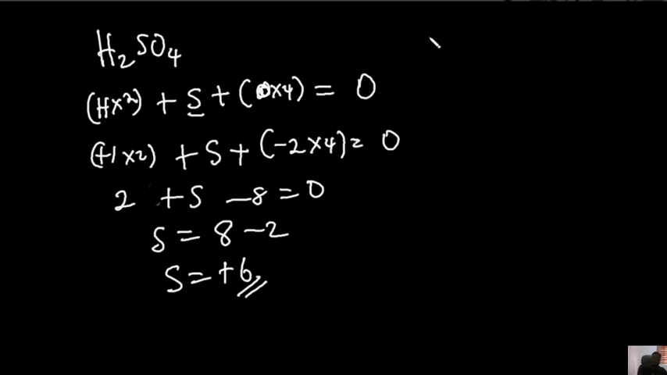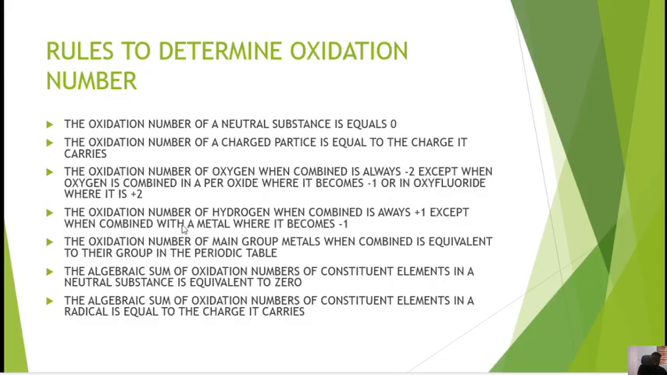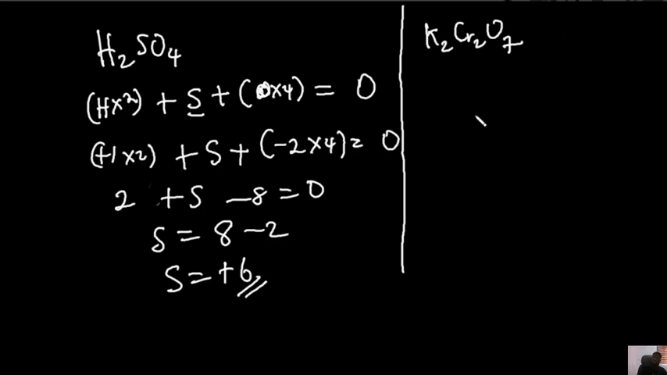Let's try something else. Imagine we had something like K2Cr2O7. This is your potassium heptaoxodichromate. Let's find the oxidation number of chromium here. Now, as I said, is this neutral? Yes. And once it is neutral, according to our rule, the algebraic sum of the oxidation numbers of constituent elements in a neutral substance is equal to 0. So we are going to be making this equal 0. That means we are going to have K times 2, adding it to Cr times 2, adding it to oxygen times 7. And because it is neutral, all of them equal 0.